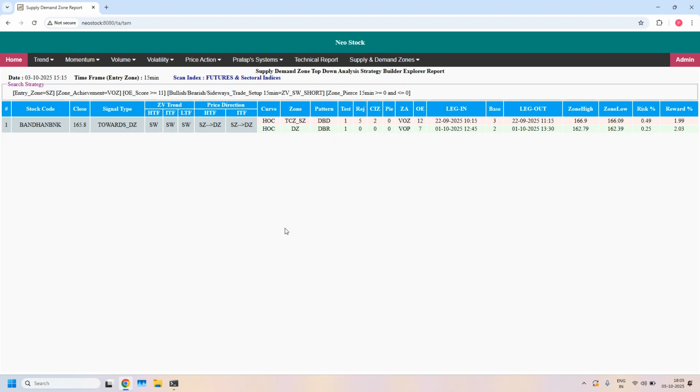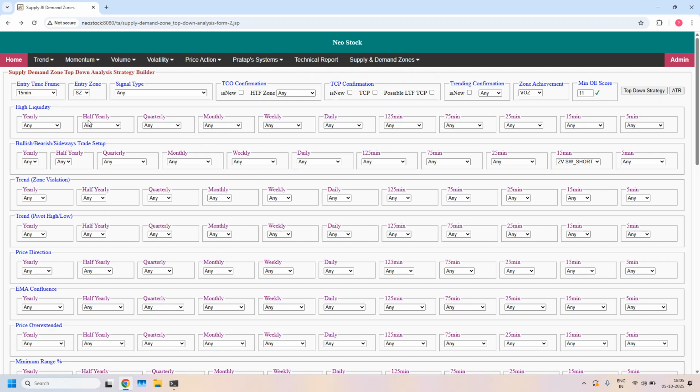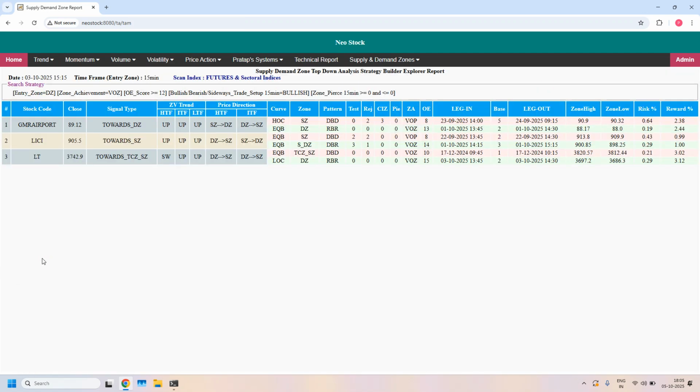Okay, next, the bullish trade setup for daily income trade. The changes are 15 minutes demand zone, bullish, and the minimum odd enhanced score should be 12. Let's filter. We got 3 stocks supporting the bullish trade setup for daily income trade. Entry time frame zones are 15 minutes demand zones.